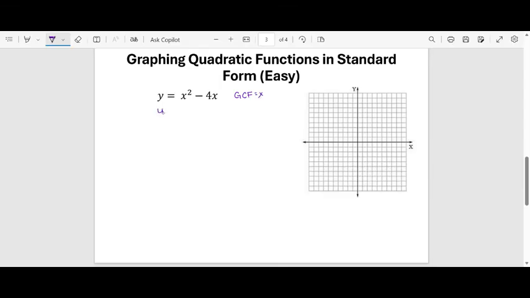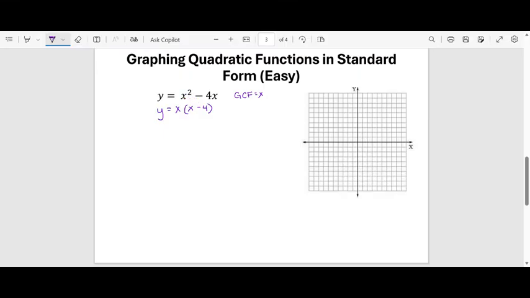So this is essentially undistributing. So I'm going to divide x squared by x, and I'll be left with just an x. And I'm going to divide negative 4x by x, and I'll be left with just minus 4. So essentially what I'm doing is instead of distributing my x into my x and my negative 4, I'm dividing it out. So I'm undistributing and taking that x out front.